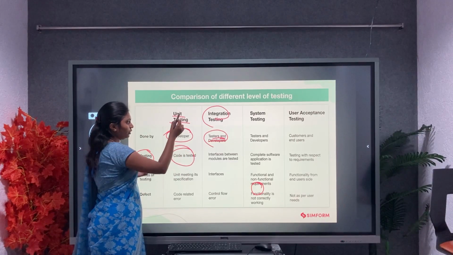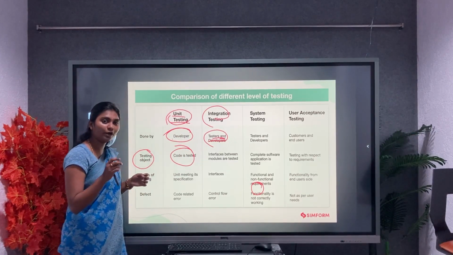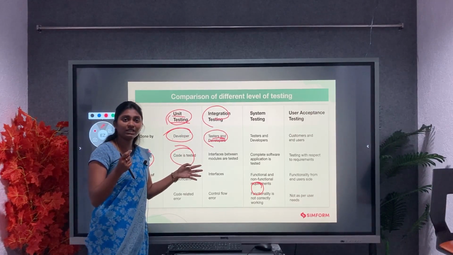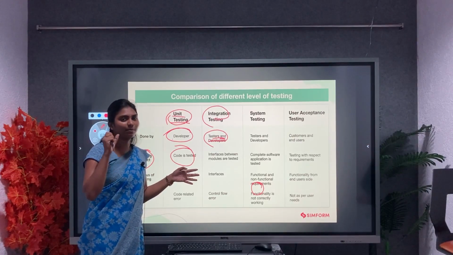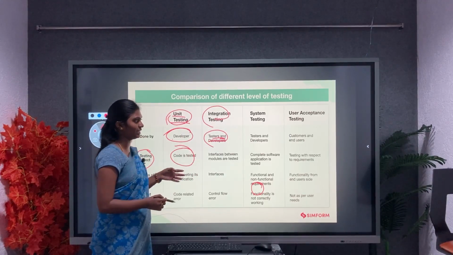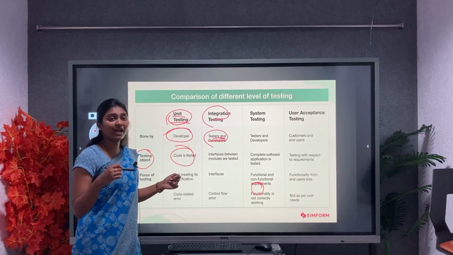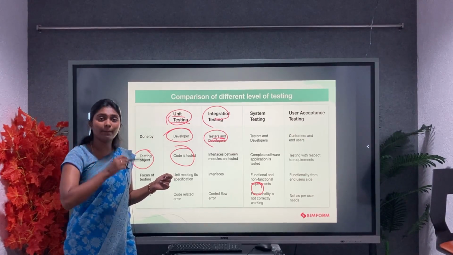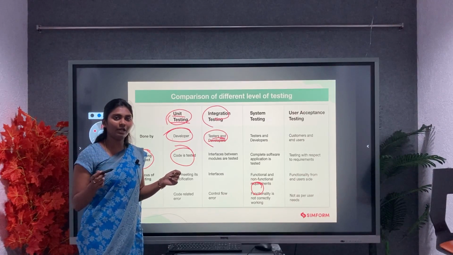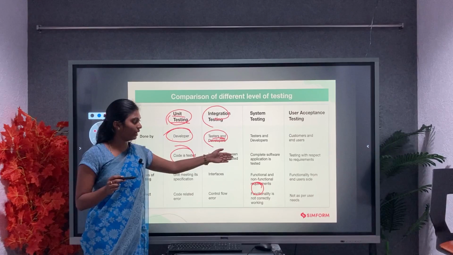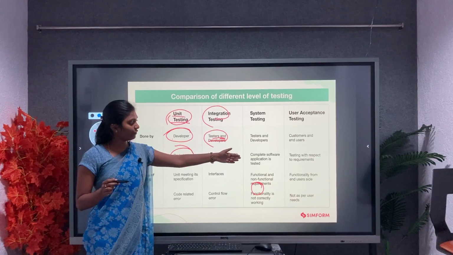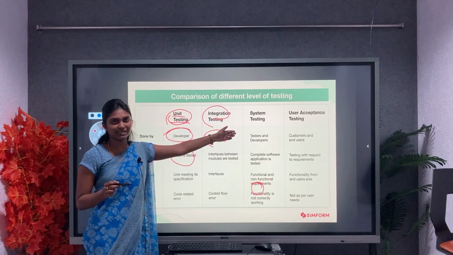In unit testing, code is tested. A module is nothing but code, so code is being checked. In integration testing, the modules are checked through test cases, so test cases or modules are checked. Coming to system testing, the complete application that is developed, the complete program, is tested completely. So the complete software application will be tested in system testing.